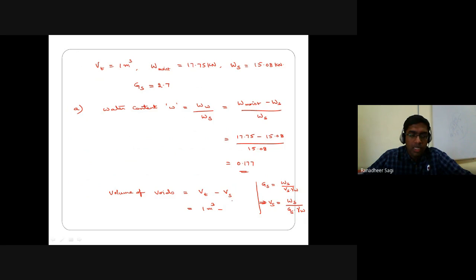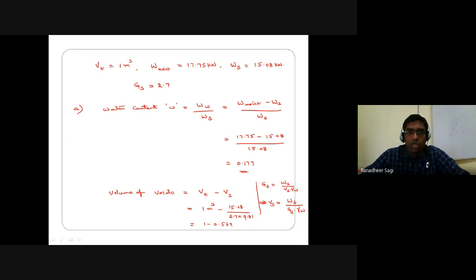My Ws is 15.08 divided by the Gs value of 2.7 and the unit weight of water, 9.81, the standard value I am considering. By calculating and rewriting, I get the volume of voids existing in this soil to be 1 minus this total, which comes out to be 0.569.